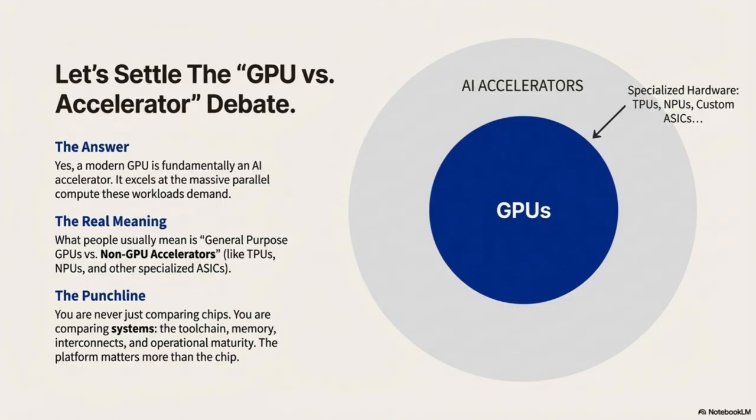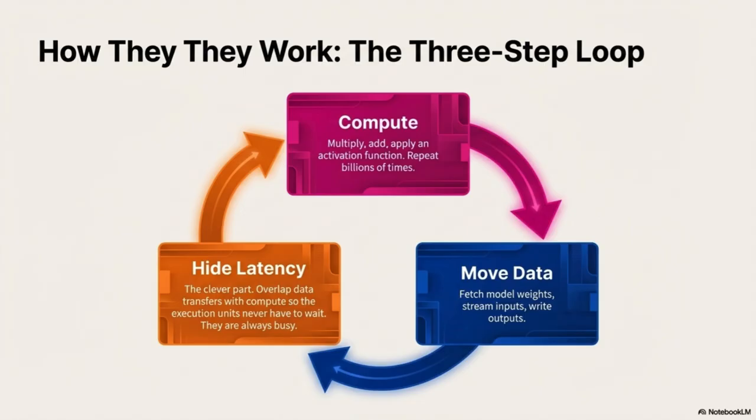Okay, let's get into the mechanics. The article suggests a simple 3-step mental model for how they work. Step 1 is compute. Multiply, add, apply an activation function, and then just repeat that a billion times. Step 2, move the data, fetch the weights, stream the inputs. And step 3, this is the clever part, hide latency. You overlap the data transfers with the compute, so the execution units never have to wait.